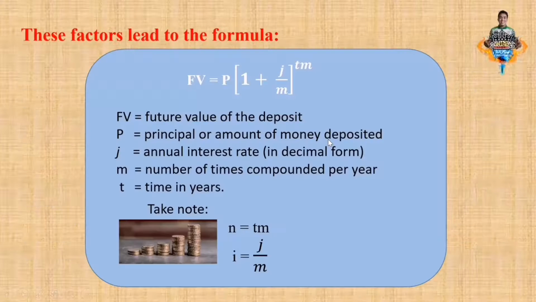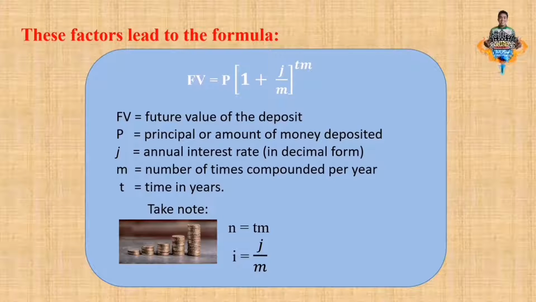Okay, so these many factors lead us to this very simplified form of the compound interest formula. By the way, please don't get confused about the different variables used in each formula by different references or authors. As long as we are able to define the variables of that formula, then it's okay.